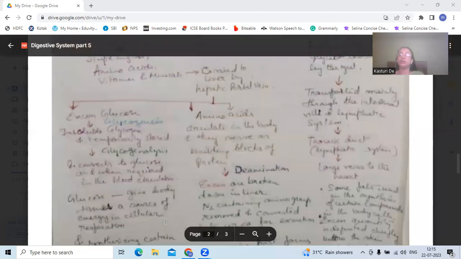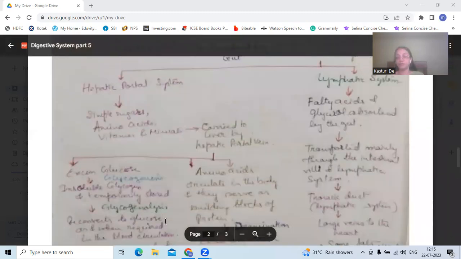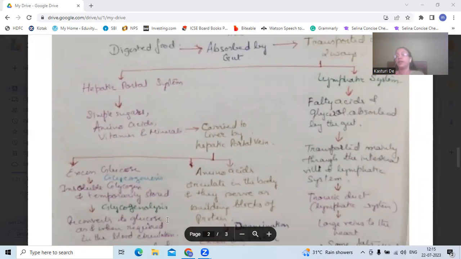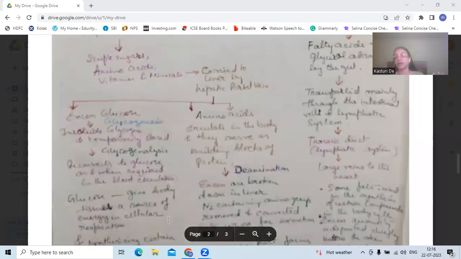Now, to the lymphatic system. The lymphatic system takes the fatty acids and glycerol which are absorbed by the alimentary canal. They are transported mainly through the intestinal villi and the lymphatic system, that is the lacteal present in the villi, which carries these fatty acids and glycerol into the thoracic duct of the lymphatic system.